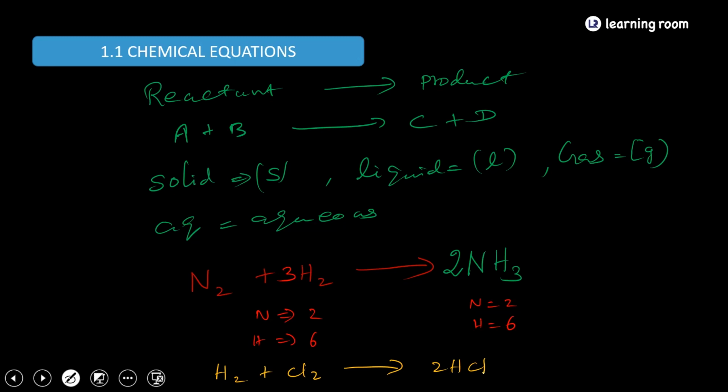Work it out. So you have hydrogen plus chlorine gives 2 HCl, right? 1 hydrogen, 1 chlorine reacting, it gives 2 HCl. Your voice is breaking. So I will come in 1 minute.